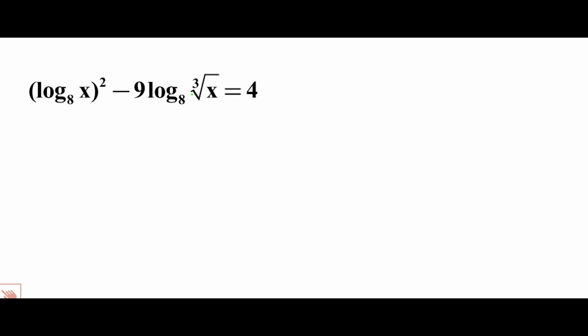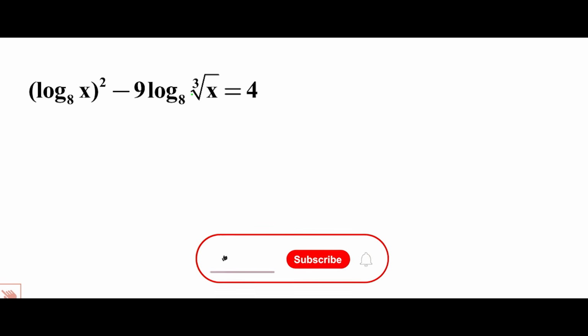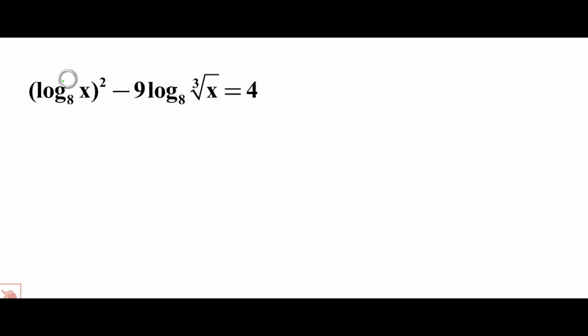In this video, we'll solve two logarithmic problems step by step using the basic rules of logarithms. Let's get started. (log base 8 of x) squared minus 9 times log base 8 of the cube root of x equals 4. First, simplify the equation.